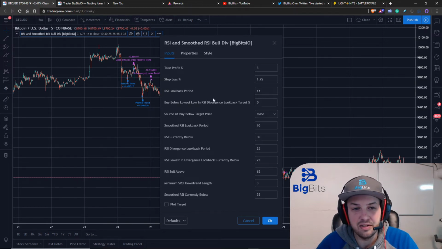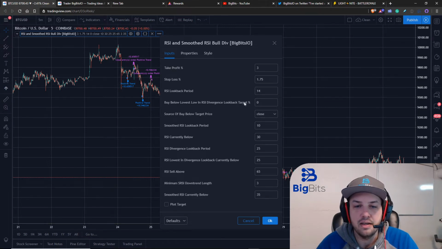Essentially, what this does is it looks for the lowest RSI value in the look back period. So it'll look back like 20, 30 candles, whatever we have it set to. I think it's set to 10 here. So it'll look back 10 candles for the lowest RSI value. And at that lowest RSI value, it'll save the price.